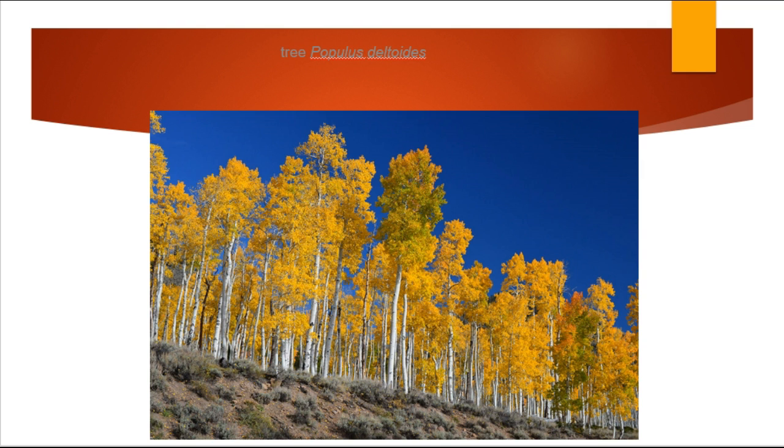Here we're looking at aspen, Populus deltoides, thought to be the largest organism on the planet. Notice how all of these trees look very similar. Well, that's because they share a common root system. Another organism that potentially is larger, these things are very hard to measure, would be a fungus of sorts.